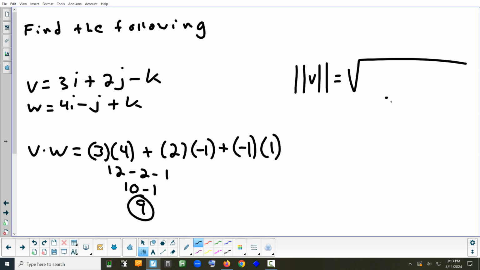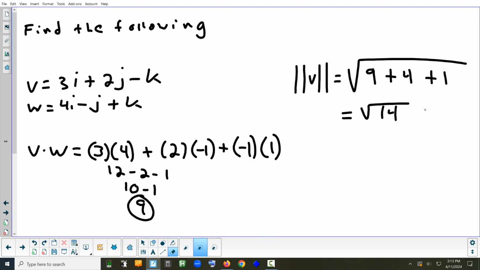3 squared, which is 9. And then the next one would be 4, because 2 squared is 4. And the next one would just be -1. Wouldn't -1 squared just be -1, right? No, that would be positive 1. Okay, so what's the magnitude of v? 9 plus 1 is 10, plus 4 is 14, so the square root of 14.